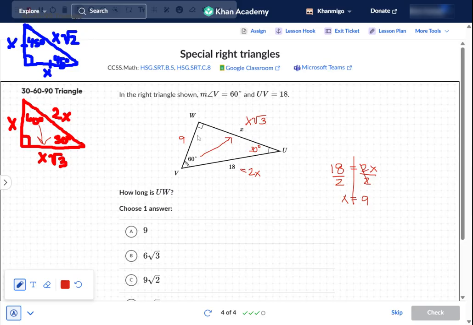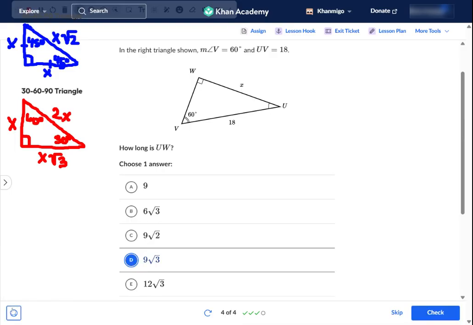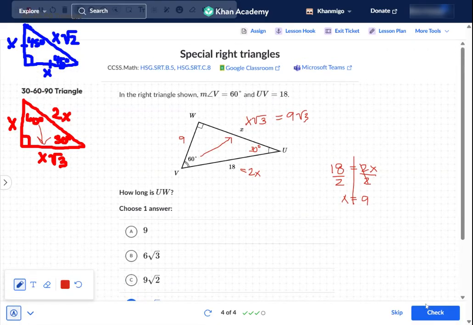So that helps us because now we know what x is. We plug it in. That's going to be 9 square root 3. Oh my goodness, there's so many options for this one. 9 square root 3. Double check.